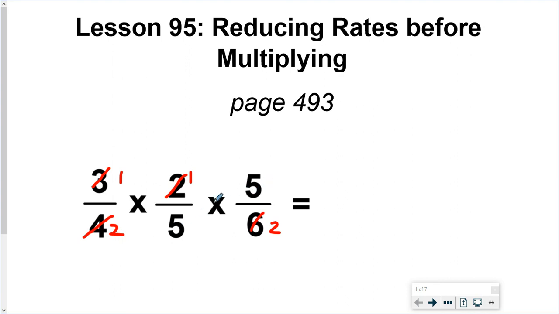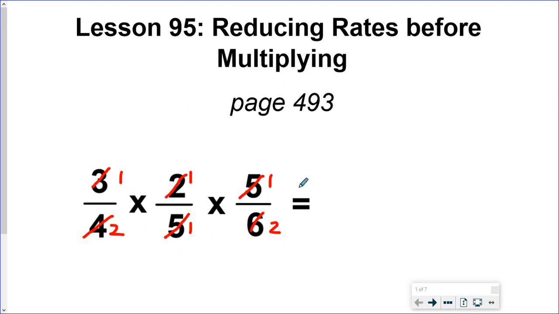I can also do that with my 5s. Divide both those numbers by 5. So 5 divided by 5 is 1, and 5 divided by 5 is 1. I don't want to reduce these 2s right here because they're both on the bottom. The only way you can do this is if one of the numbers is on top, and it can reduce with a number that's on the bottom.